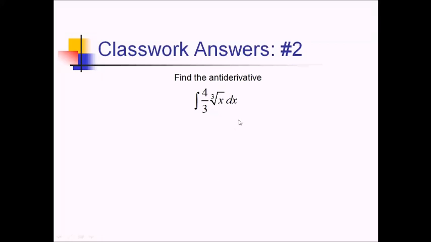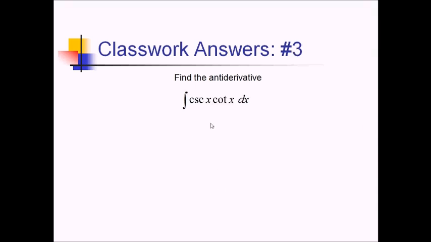For this problem, we're first going to express this as an exponent, and then we'll use the reverse power rule. This can be written as 4/3 times x to the 1/3. 1/3 bumps up to 4/3, and then if we multiply by the reciprocal 3/4, that's going to cancel out the 4/3 over here, and we just end up with x to the 4/3 plus c.